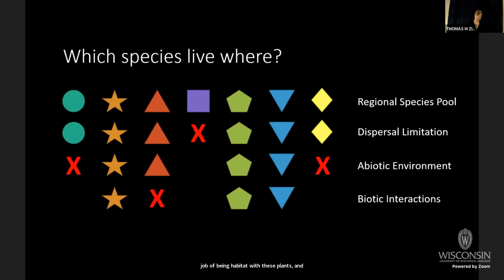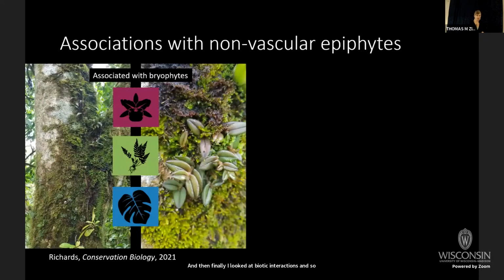And then finally, I looked at biotic interactions, so interactions among species. And in this case, I looked at associations with non-vascular epiphytes. So these would be bryophytes, mosses, and lichens that grow on the trunks of the trees. And what I found is that overall, most of the vascular epiphytes were strongly associated with mosses, with bryophytes, especially the orchids and ferns and some of the group that I called other.